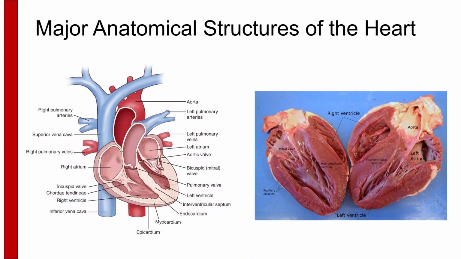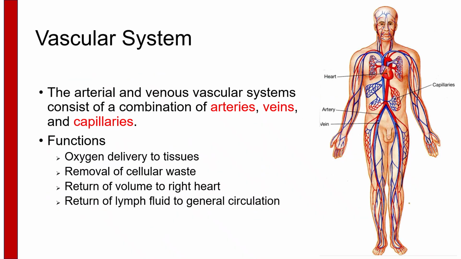Left is a drawn picture, and on the right, you can see the real thing. So let's talk about our vascular system. This consists of arteries, veins, and capillaries. And like we mentioned before, the functions include oxygen delivery to tissues, removing waste products, returning blood to the right side of the heart, and also returning lymph fluid to general circulation.